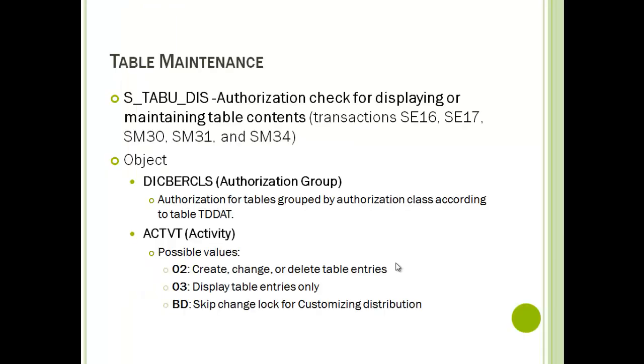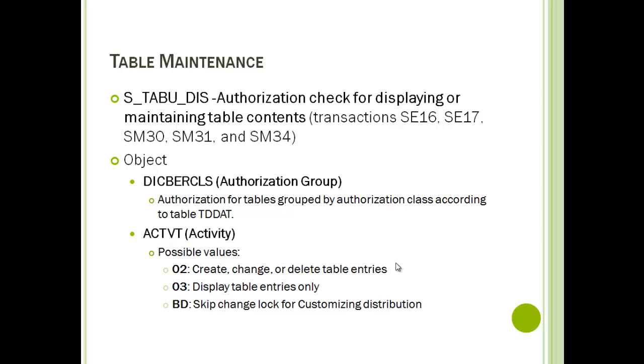In this session we will be discussing special authorization, or we can call this session critical authorization objects. The first object is related to table maintenance. We already know what tables are and what contents are available in tables. The table maintenance object is S_TABU_DIS. This authorization object checks for displaying or maintaining any table content.